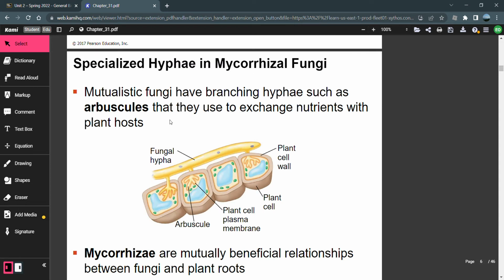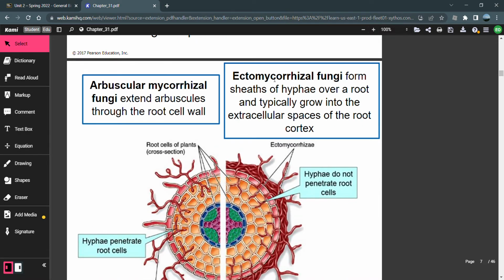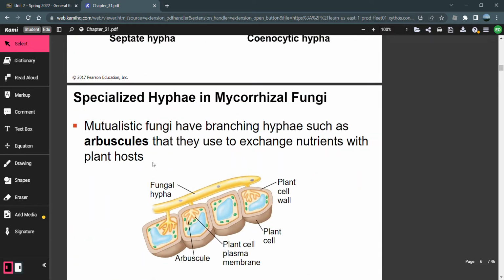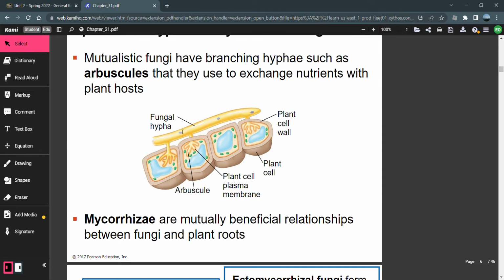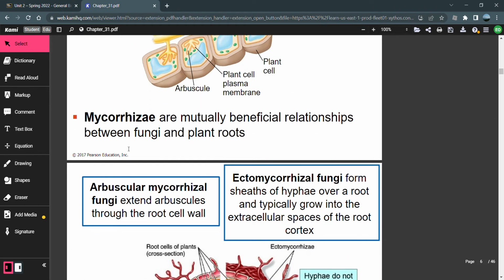There's specialized hyphae called mycorrhizal fungi. And these guys have arbuscules. Arbuscules penetrate cell walls, unlike ectomycorrhizal fungi, and it's a mutualistic relationship between the plant and the fungus. The fungus will provide the plant nutrients and minerals, while the plants will give them sugars, which they produce through photosynthesis.